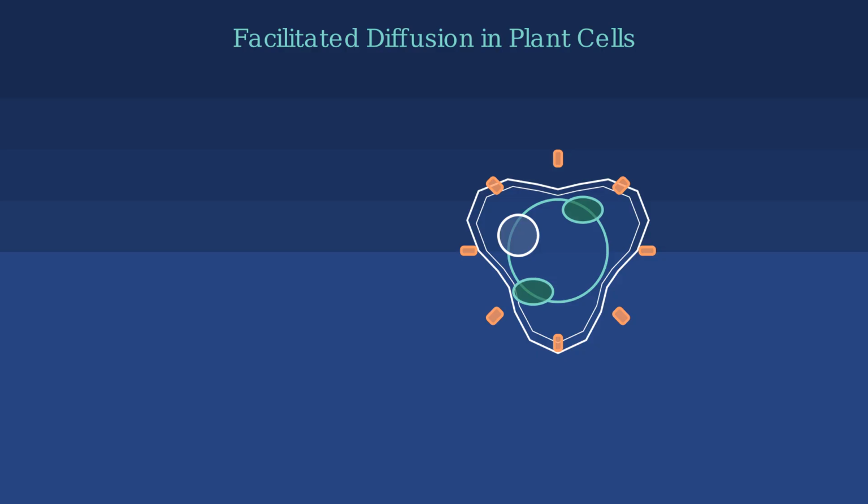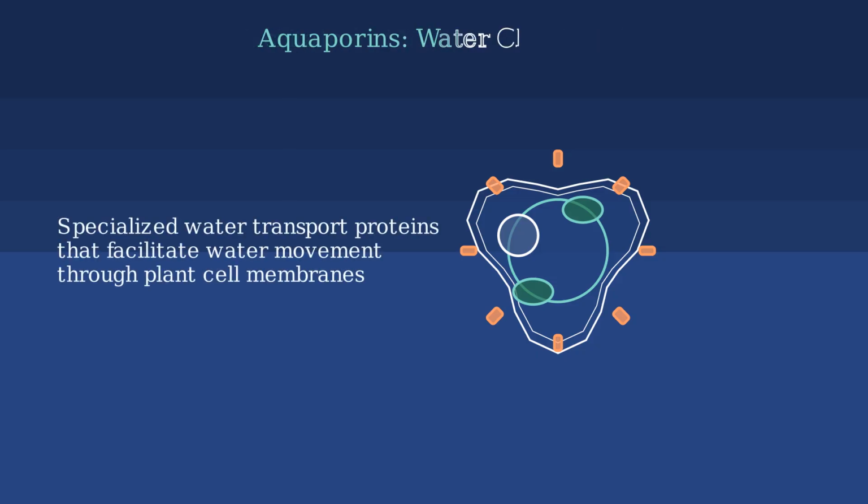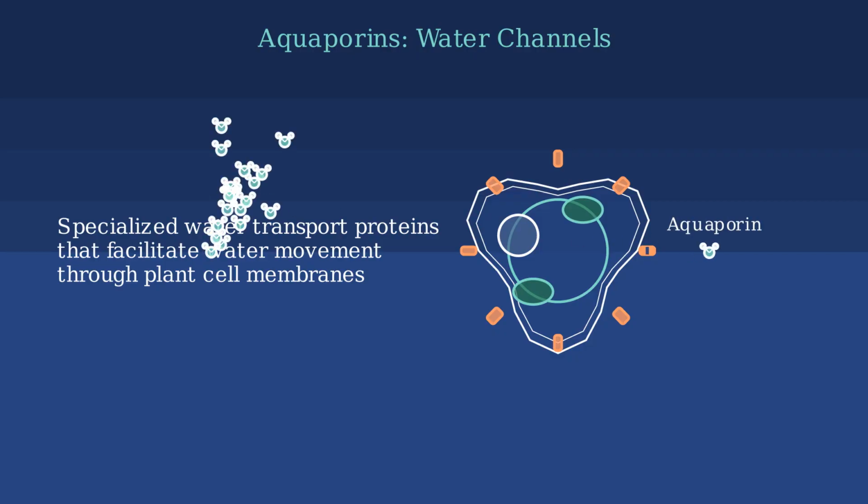Plant cells employ facilitated diffusion for essential molecular transport across their membranes. Plant cells utilize specialized channel proteins called aquaporins that facilitate water movement across their membranes. Aquaporins increase membrane permeability to water, allowing efficient hydration and maintaining turgor pressure, which is crucial for plant structural support.